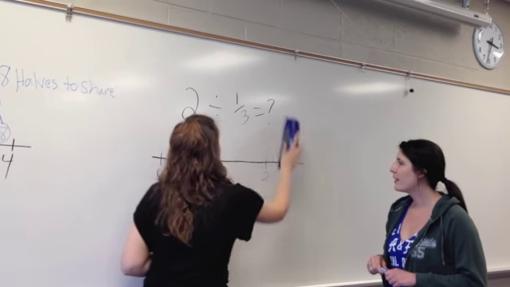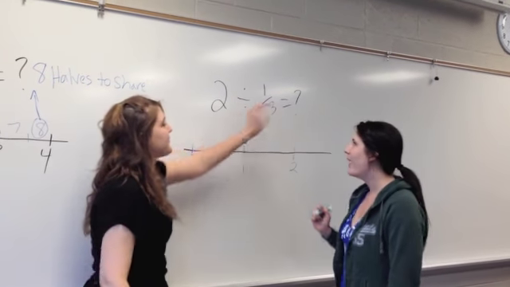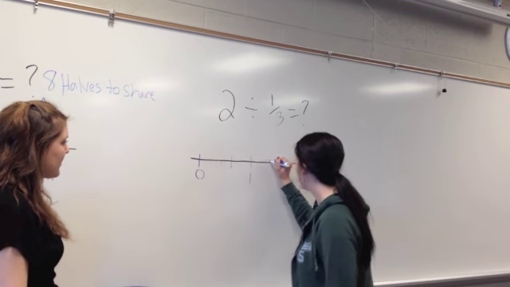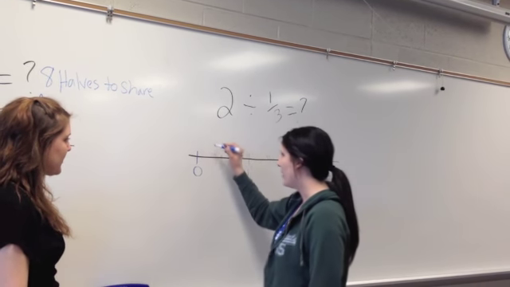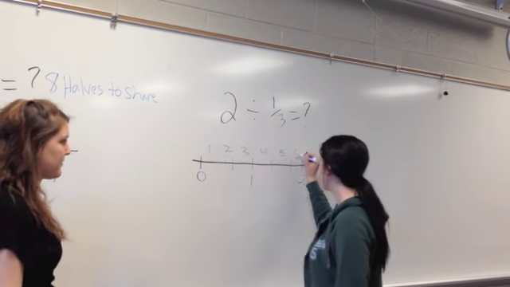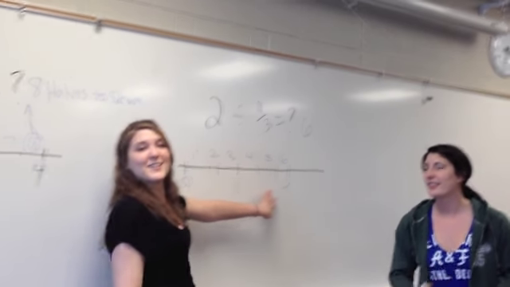And I want you to show me how that would look now. All right. I think I understand. So we divide it into 3 parts, and then we count the units. 1, 2, 3, 4, 5, 6. So the answer should be 6. And is that correct? Yes.